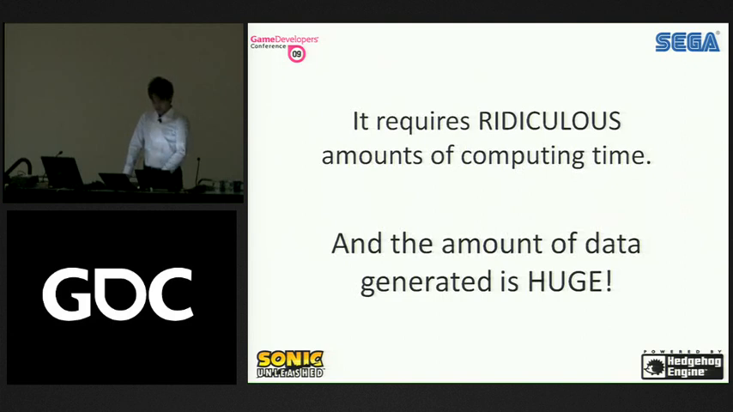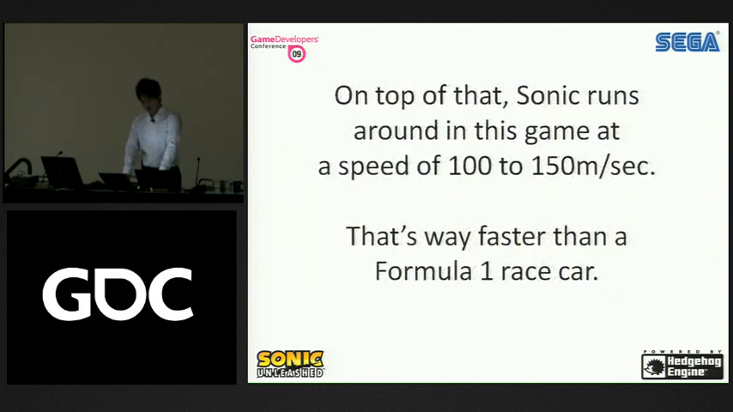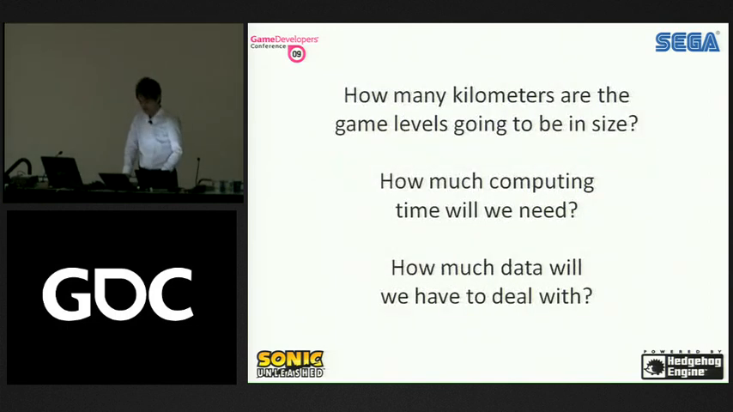Before we started doing GI, we knew this would be the case. But it just takes so much time to compute this because the data generated is huge. We actually already knew that would be the case. In addition, Sonic runs around the space at a speed of about 100 to 150 meters per second. He's actually faster than Formula 1.